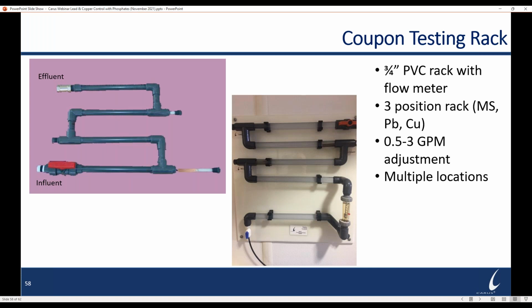The corrosion coupon rack is pretty simple. It's a PVC rack, typically 3 positions where you'll put a mild steel, a lead, and a copper coupon in it. You can have adjustable flow rates anywhere from 1/2 gallon per minute to 3 gallons per minute. But like I said, you'll do multiple locations. So one before corrosion control treatment, and then a couple after your corrosion control treatment.